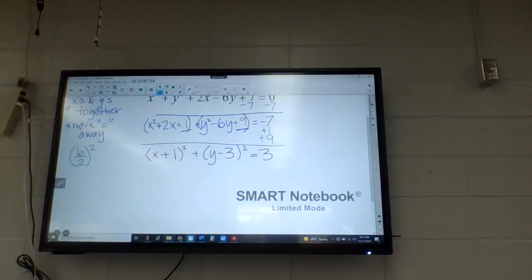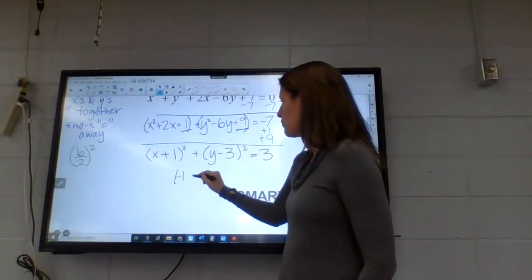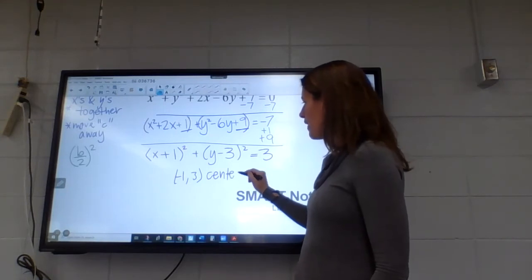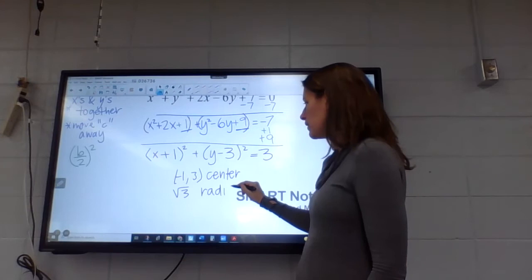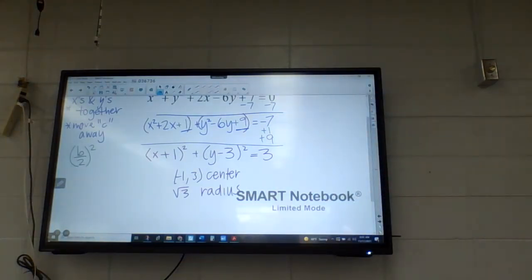We know what the center is, we know what the radius is. So again, just to remind you, (-1, 3) would be our center, and then the square root of 3 would be our radius. So this would be a tiny circle, because square root of 3 is less than 2. This would just be a little guy.